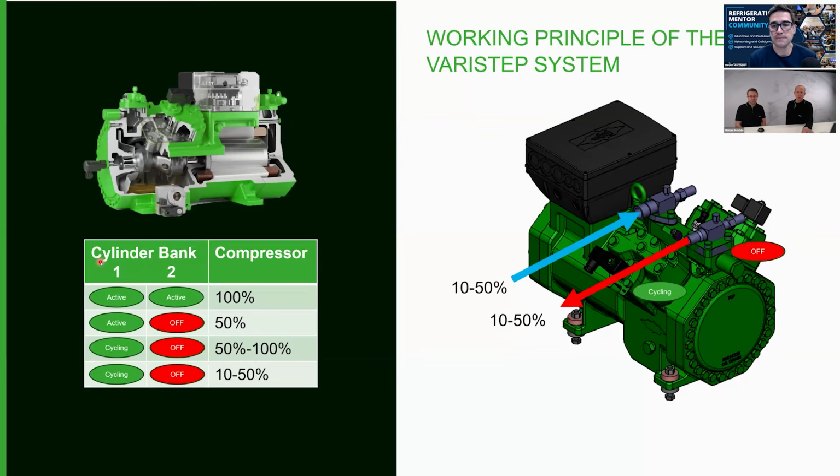You have to put it again, yeah. So the right-hand side cylinder bank would be off, and then the left-hand side would be cycling. So making one off is already 50%, and then with the remaining cylinder bank cycling, any number between 10 and 50% is achieved. Okay.